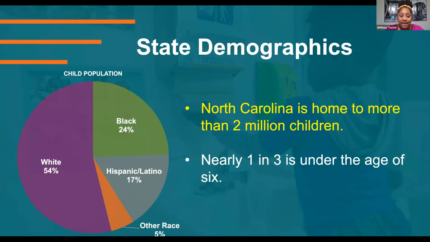North Carolina has more than 2 million children, about 2.3, and nearly 1 in 3 of those kids is under age 6 during that really critical time of child development within that 0 to 5 period. So it is very important that if we're gonna make more investments that are good for kids, that we do it early, because a growing proportion of our kids are actually young children. And also, as you can see here, almost 50% of the kids in our state are non-white, and a little bit over 50% are white.